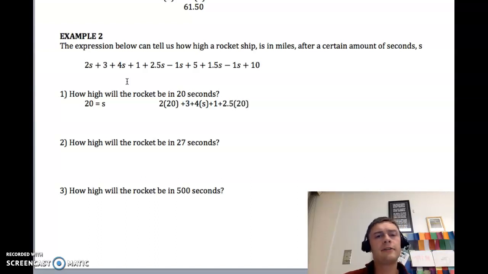So you can go ahead and do this. You're writing this down, just plugging in your values. Why did I do S? I know I'm not doing S, I'm doing 20.